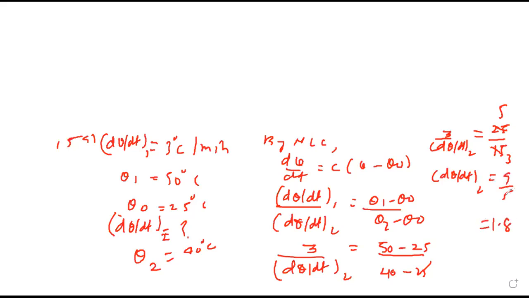5 into 1 is 5, 9 minus 5 is 4, remains. 1.8 degrees Celsius per minute.